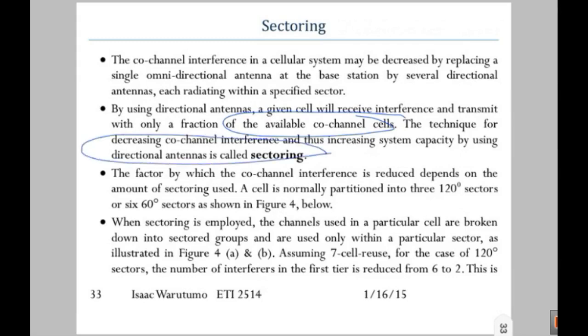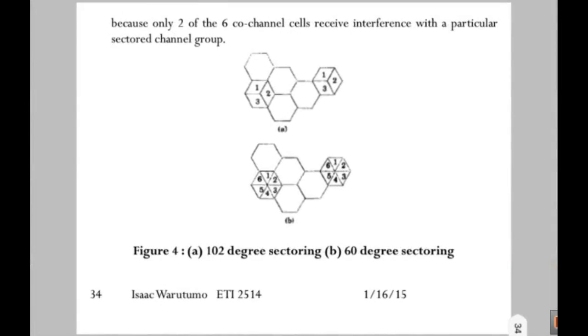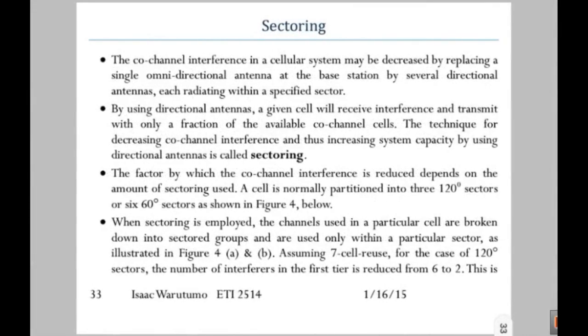that we refer to as sectoring, and you will see it in the next page because I believe that illustrates quite well. But before we go to that page, we want to say now that the factor by which the cochannel interference is reduced depends on the amount of sectoring that is adopted, and we adopt 120 degree sectors, 60 degree sectors, etc. This is how much the 360 degrees gets split.